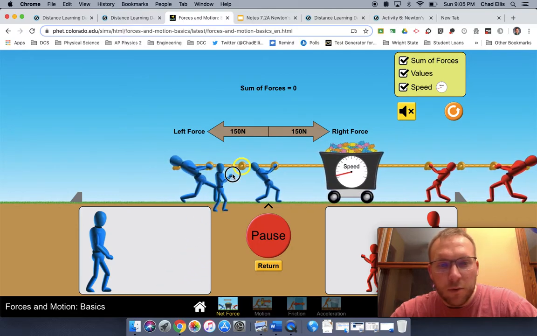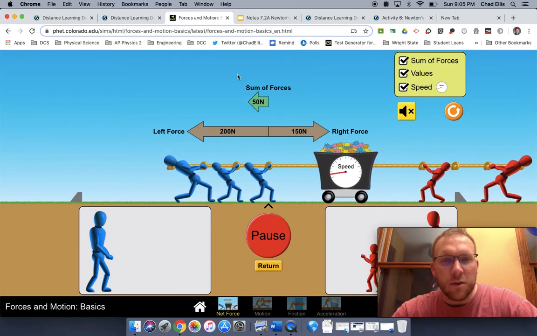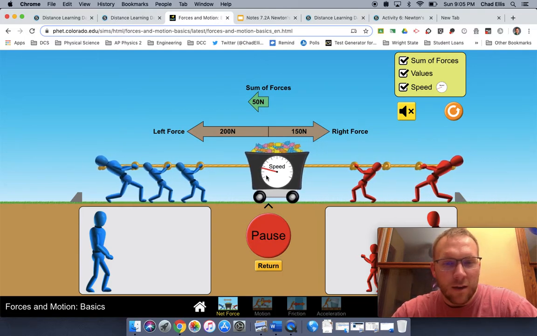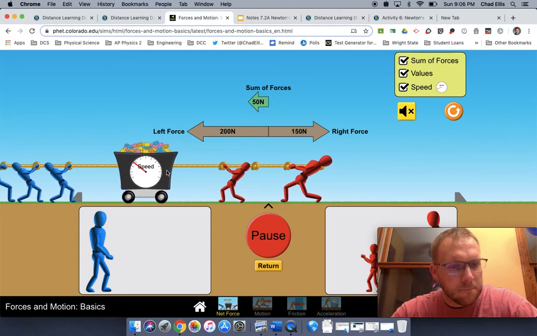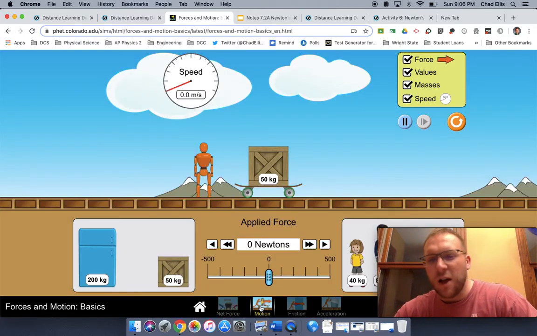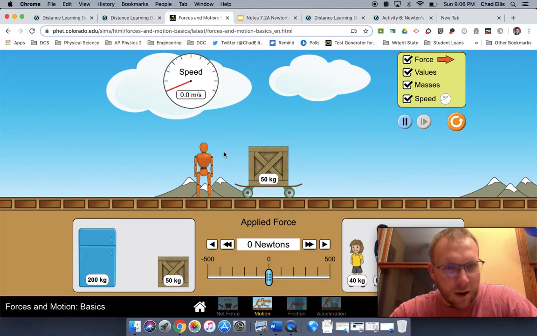The only way to get the blue team to win was to add an additional blue member. So the sum of my forces caused it to start moving the other way, and guess what? The entire time it's moving, it is speeding up. So maybe a little bit different than what we thought. That's the tough thing with physics sometimes, it challenges what we think is right. You are smart young men and women, but what you've maybe been taught, or maybe what you've thought is correct, is actually not.